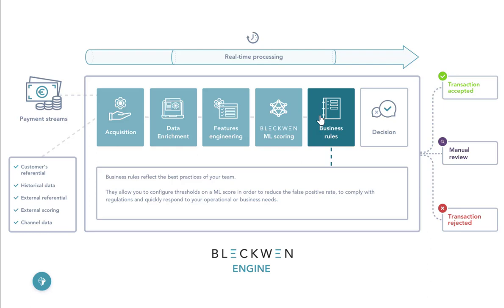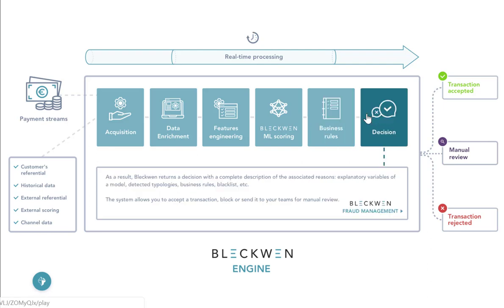Thanks to these rules, it's possible to easily filter the transaction. For example, all low-value transactions, or conversely, manually reviewing all high-value transactions to countries at risk. The Bleckwen engine then gives you a decision and a detailed rundown for the associated reasons for this decision. For a transaction that is reviewed manually, the analysis is based on Bleckwen fraud management. It should be noted that all these steps are done in real time.